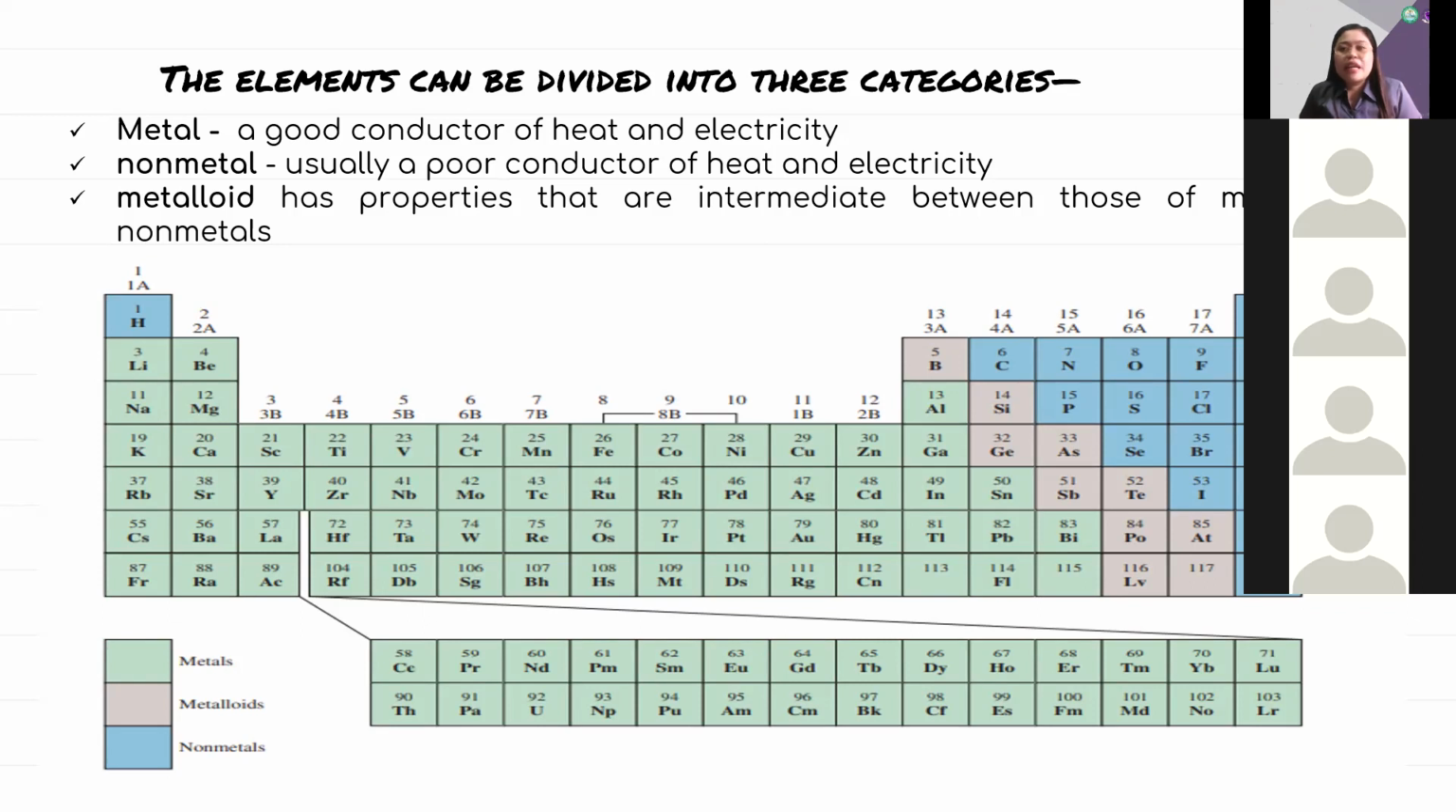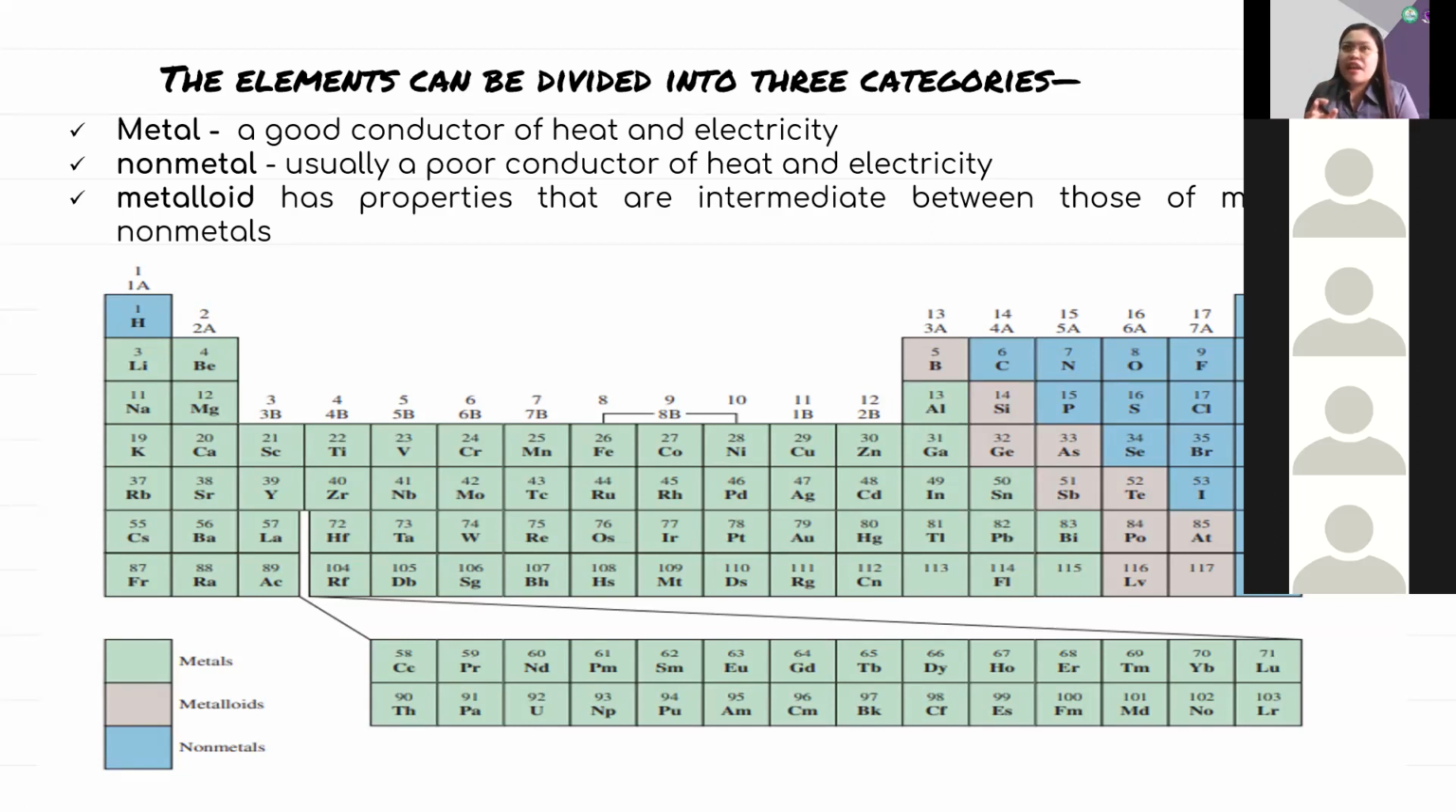Now, how about the non-metals? The blue ones class in the screen are our non-metals, and they are actually non-conductors of electricity and heat. So the blue ones including hydrogen, and then we have carbon, nitrogen, oxygen, and then our halogen, and syempre our noble gases. They are all non-metals. And the pink ones from boron, silicon, germanium, arsenic, antimony, tellurium, polonium, astatine, they are all called metalloids or semi-metals. So you can use either metalloids or semi-metals ha.